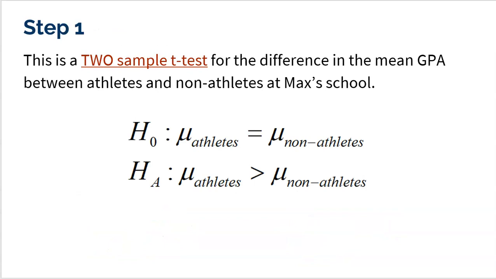All right, so first, step one. This is a two-sample t-test for the difference in the mean GPA between athletes and non-athletes at Max's school. There you go. Just make sure you give that nice context. Now, I'm going to use some subscripts here. Don't use generic 1s and 2s. So my null is that there's no difference. The mean GPA for athletes is equal to the mean GPA for non-athletes. But the alternative is what Max is trying to figure out. Max is trying to figure out, are athletes smarter? Do athletes have a higher GPA? The question clearly said that. So that is our alternative.